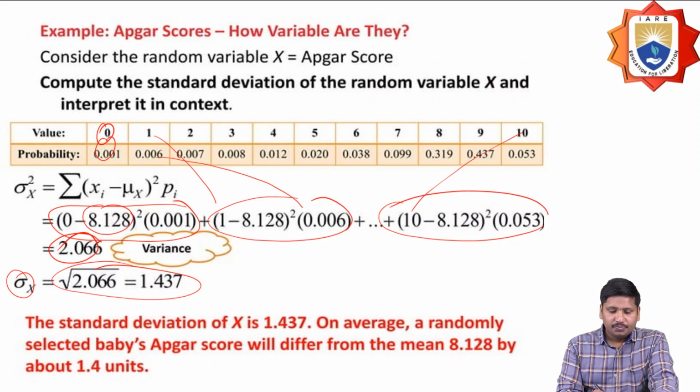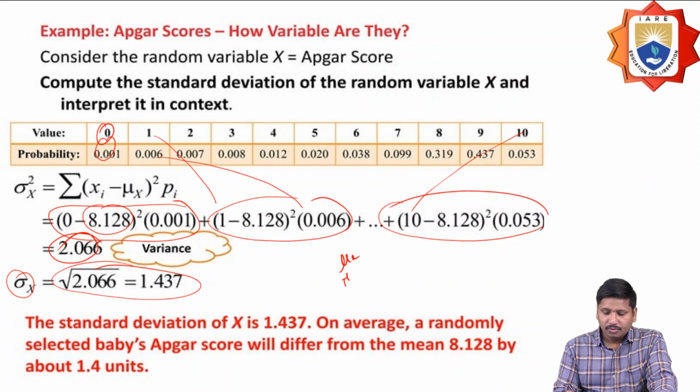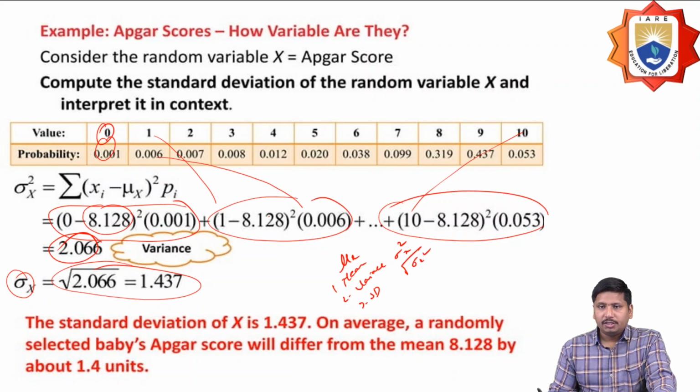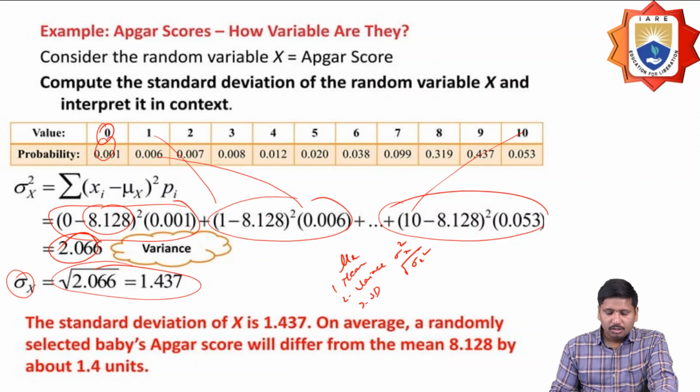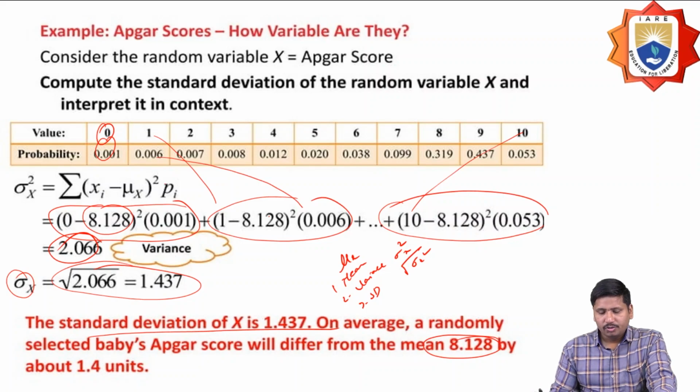Okay, so first we have to calculate the mean, then we calculate the variance, sigma square, and for the standard deviation you have to apply the square root of the variance. So the standard deviation is 1.47, and the randomly selected baby's score value on average should lie between 8.1 and 8, that is the value.